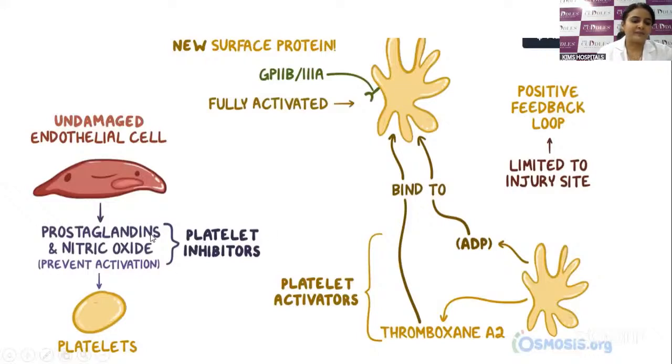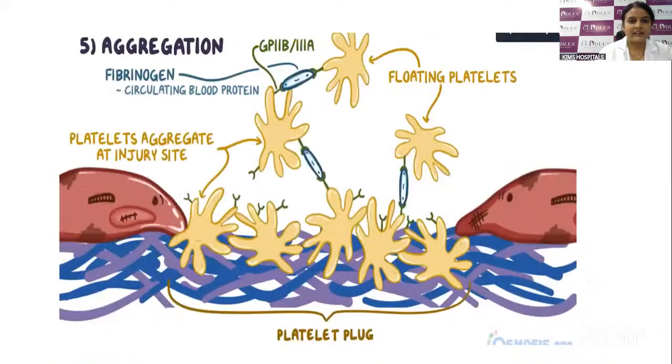There is a continuous war between the platelet inhibitors and the platelet activators. Normally, the undamaged endothelial cells secrete nitric oxide and prostaglandins, and these prevent the activation of the platelets. These are called platelet inhibitors. Whereas the thromboxane A2 and adenosine diphosphate that are released from the activated platelets bind to the platelets with the help of glycoprotein 2b3a, and now these platelets become activated. These are the platelet activators.